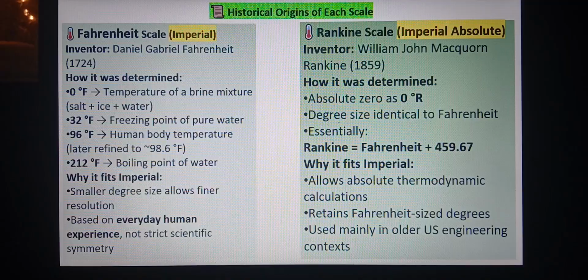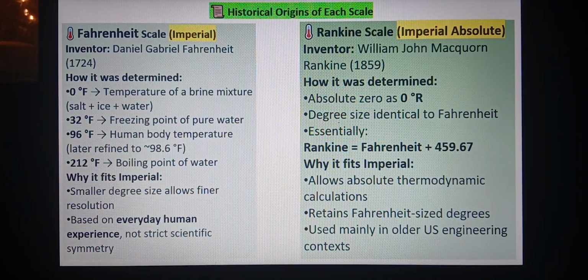32 degrees F is the freezing point of pure water. 96 degrees F is the human body temperature, later refined to 98.6 degrees Fahrenheit. 212 degrees Fahrenheit is the boiling point of water. Why does it fit imperial? A smaller degree size allows finer resolution. It's based on everyday human experience, not strict scientific symmetry.